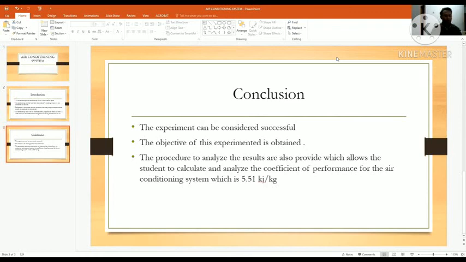Although online learning has not allowed students to conduct the experiment in the laboratory by themselves, the video recording process is helpful. The procedure to analyze the result is also provided, which allows the students to calculate and analyze the coefficient of performance for the air conditioning system, which is 5.51 kilojoule over kg. This proves that the system experiences more heat energy loss than it can obtain.